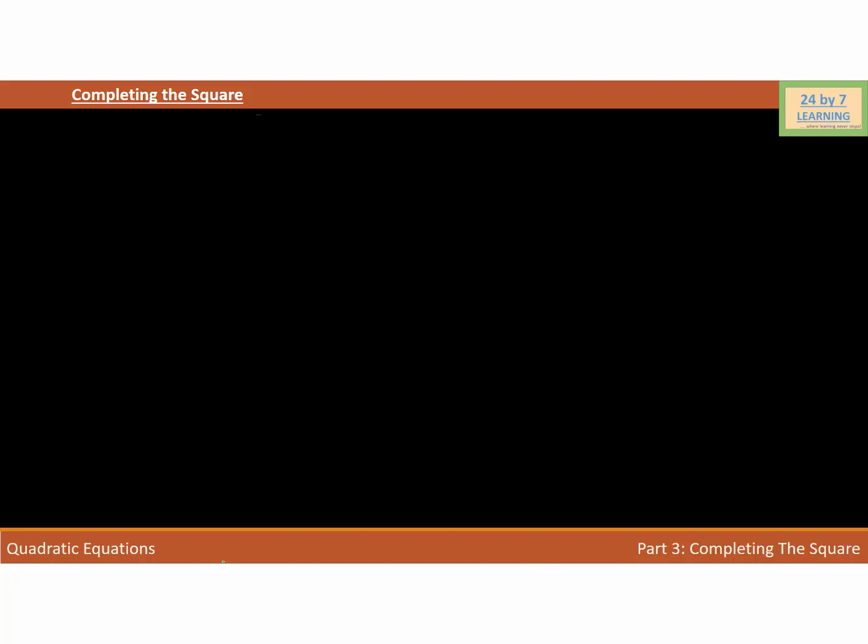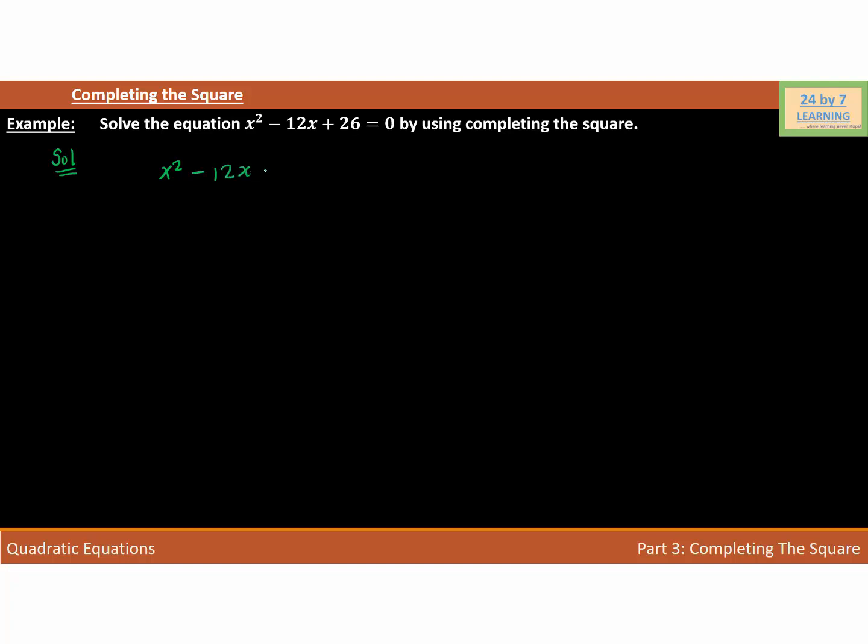Completing the square example. Solve the equation x squared minus 12x plus 26 is equal to 0 by using completing the square. As you can see, our equation is x squared minus 12x plus 26 is equal to 0. What I'm going to do is write a formula over this quadratic equation so that we can compare.